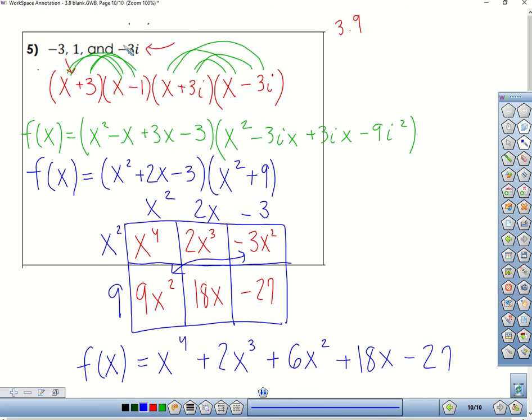So if you have an imaginary number, okay, you always got to change the sign in the middle. Now if it's just the imaginary number without the other number added or subtracted to it, you don't have to worry about all that extra step, but that's how you would do it.